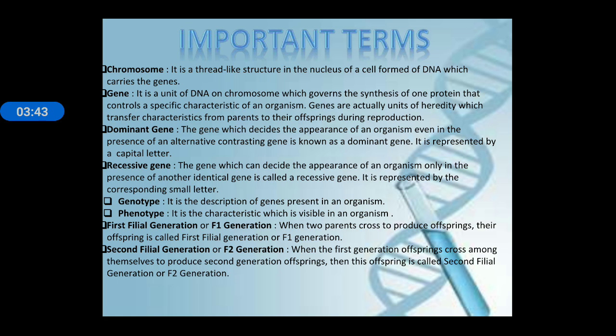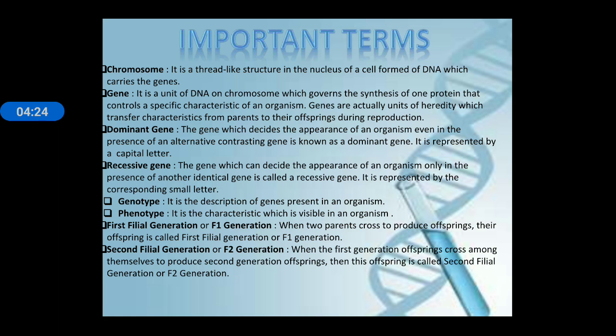Next is dominant gene. Dominant genes are those genes which express themselves, and they mainly lead to the appearance of an organism. Dominant genes are mainly represented by a capital letter. Recessive genes are the genes which can decide the appearance of an organism only in the presence of another identical gene. It is called a recessive gene, and it is represented by the corresponding small letter. So recessive genes are those genes which can decide the appearance of an organism only in the presence of another identical gene.